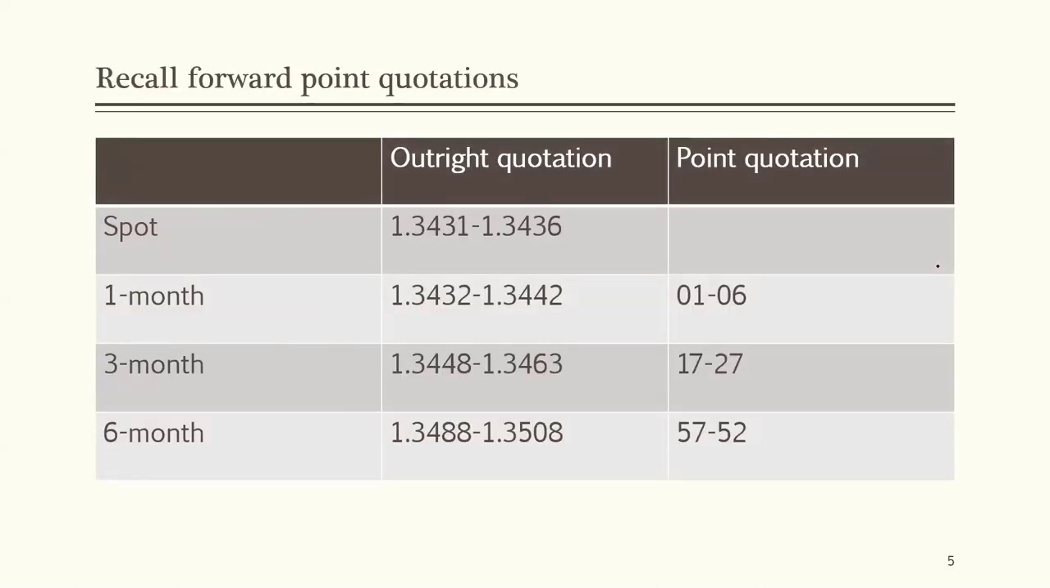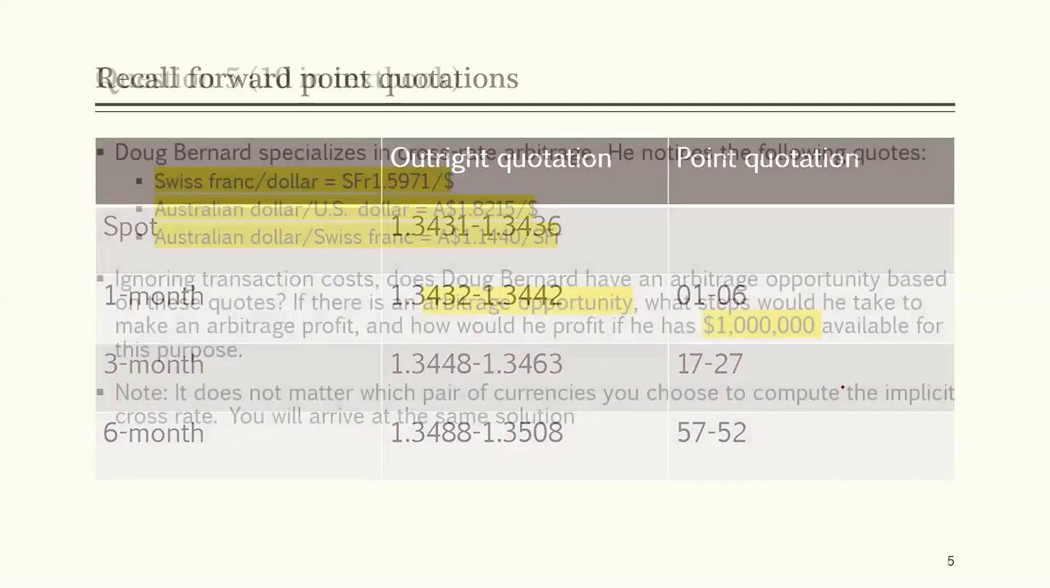If I do the same thing for the other 2 maturities, I will find that these are my corresponding forward point quotations. This is just the difference between this number and this number in basis points, and so on and so forth. Any questions so far with question 3? If not, I'm going to move on to the next question.